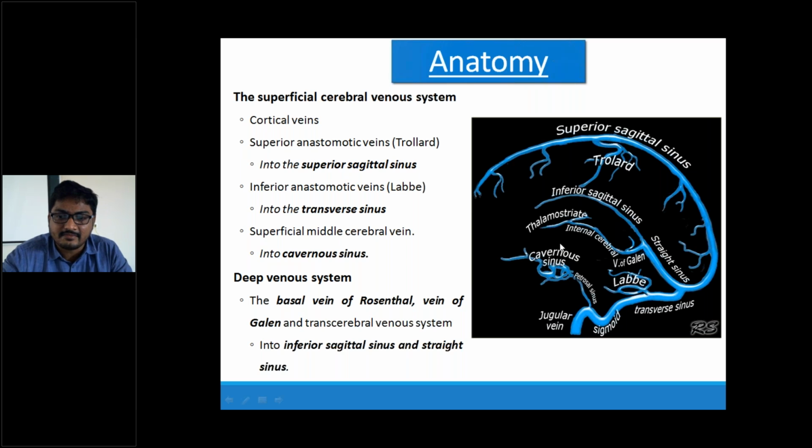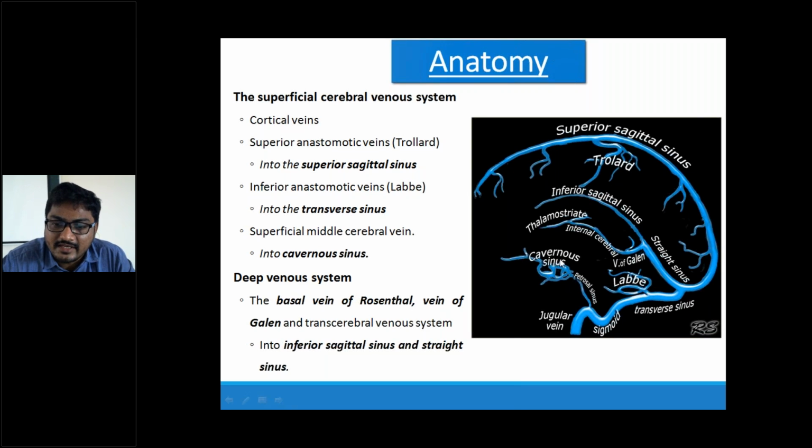So the deep vein system comprises the basal vein of Rosenthal, which is the vein of Galen. This is the deep vein system, vein of Galen. It drains into the inferior sagittal sinus as well as the straight sinus. Please remember this image at least till you take your NEET entrance examination or AIIMS, JIPMER, PGI. So superior sagittal sinus, straight sinus, transverse sinus, vein of Trolard is high. Vein of Galen, deep; basal vein of Rosenthal. This is the vein of Labbe, draining into the transverse sinus.